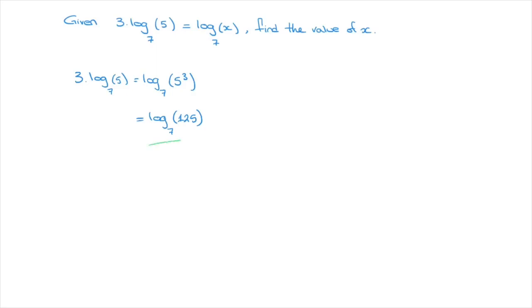Now, comparing log base 7 of 125 to log base 7 of x allows us to state the final answer. Indeed, x is equal to 125. And we're done. Let's look at another example. Say we're given the expression log base 3 of 4 plus 2 times log base 3 of 5, and we're asked to simplify this as much as possible.